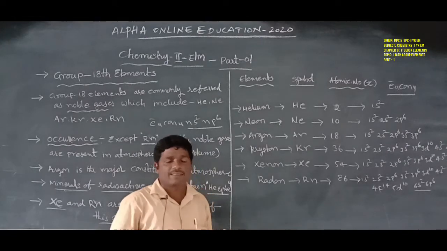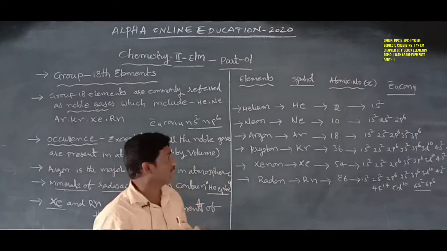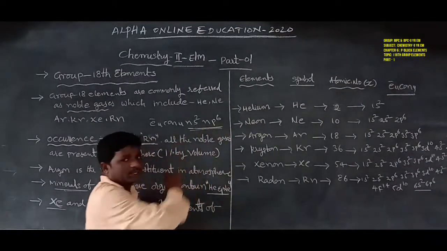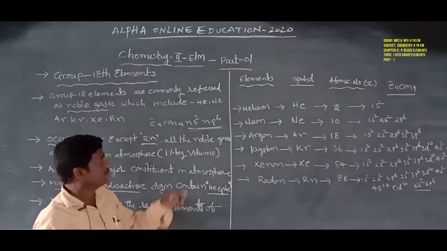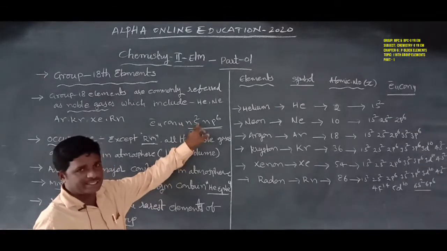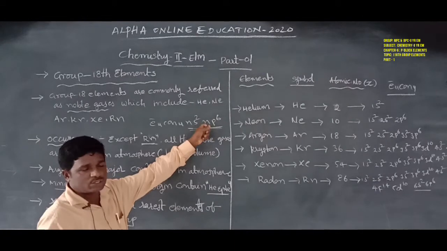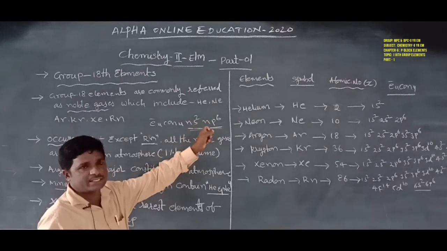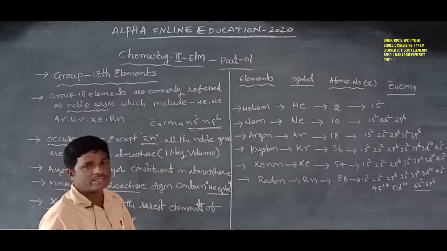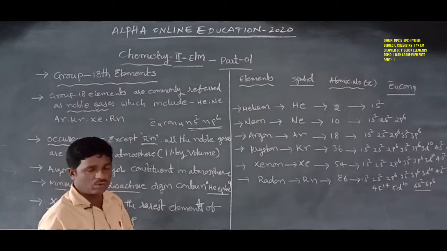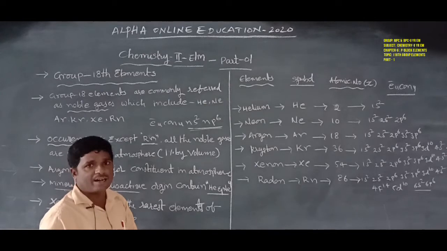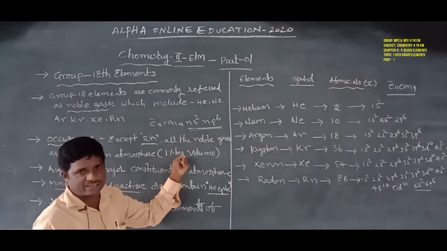The outermost valence shell electron configuration is ns2 np6, except helium. The s orbital holds 2 electrons and the p orbital holds 6 electrons, so the outermost shell has 8 electrons. Due to the presence of 8 electrons in the valence shell, it is called the octet rule, or stable electron configuration.